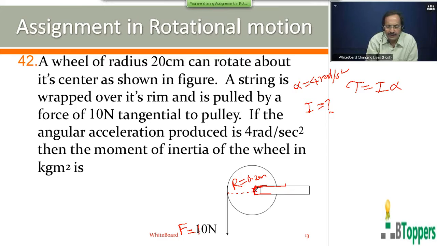The weight mg of the wheel acts at the center of the wheel, which lies on the axis of rotation. Therefore, no torque is produced by the gravitational force mg acting on the wheel about the center of the wheel. The force exerted on the wheel by the support or pivot also acts at the center of the wheel, which lies on the axis of rotation.